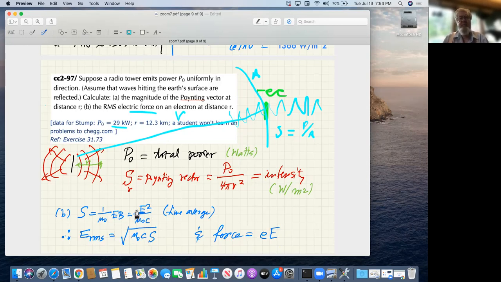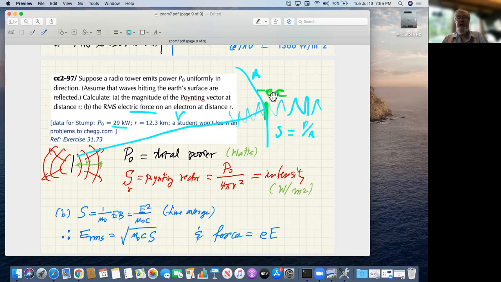If I take the time average of E squared, I get the RMS, root mean square electric field. So I really ought to take the time average of this, I guess. And so this would be the RMS, root mean square electric field squared, is the square root of mu 0 times C times S. Well, that gives me the root mean square electric field.